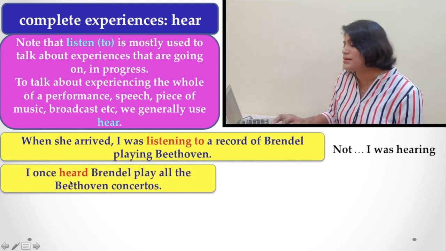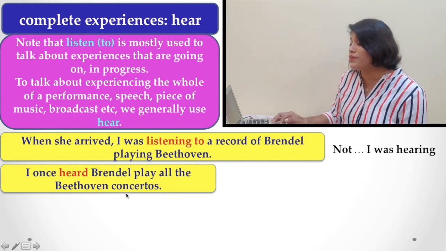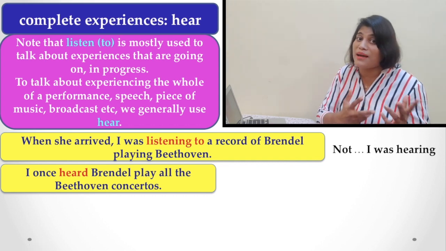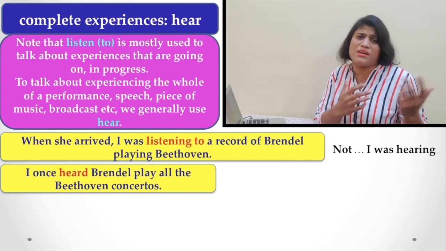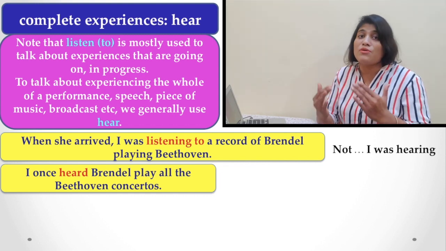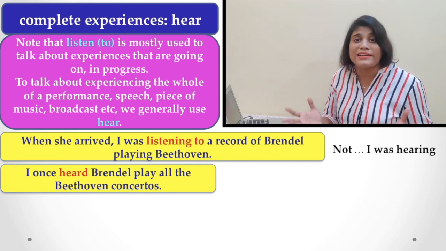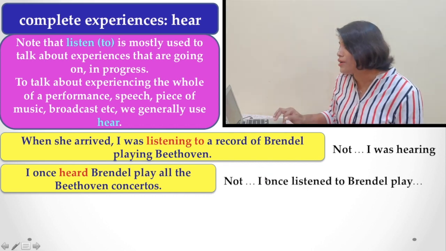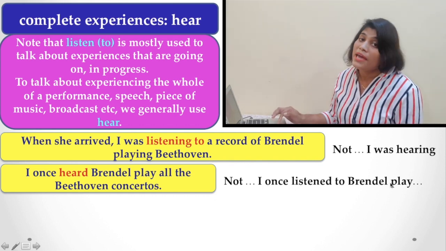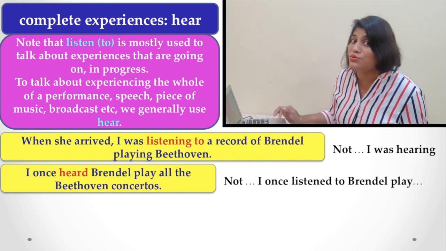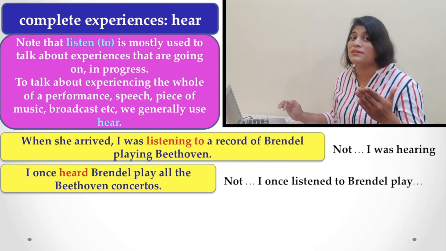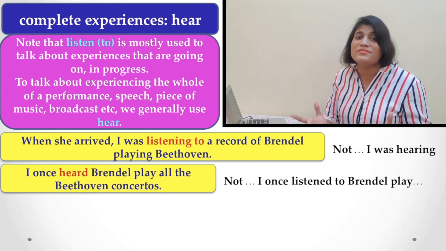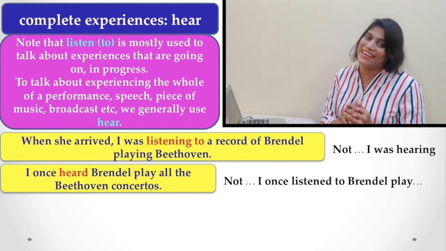And here also: I once heard Brendel play all the Beethoven concertos. Here also, it is a complete experience. Once I heard it, I am talking about my complete experience. It may be sometime in the past. So when I am talking about my complete experience, I have to use the verb hear. And here, not I once listened to Brendel play. So here I don't use I listen to the record, or I listen to the play or music, because it was complete. When I'm talking about a complete experience, we have to use the verb hear instead of listen.